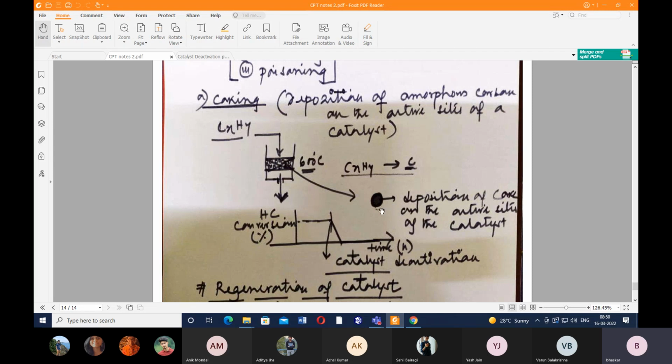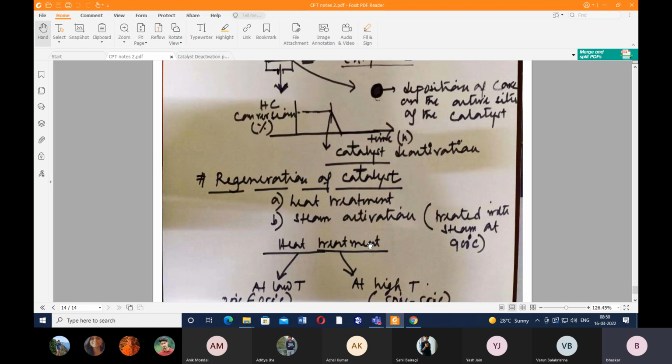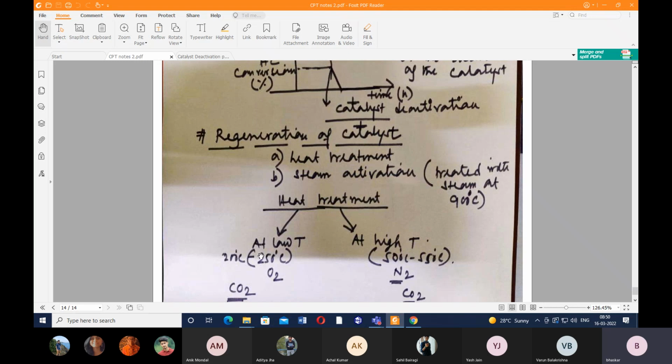So regeneration of this catalyst will be performed by heat treatment, and also we can do steam activation. These are very important in the exam. I'll ask questions from here. Remember this. Heat treatment can be performed at low temperature as well as at high temperature. When we are conducting the heat treatment at low temperature, we can use the oxygen environment or the air atmosphere. In the air atmosphere, at around 200 to 250 degrees Celsius, we'll allow these pellets to interact with oxygen or air.